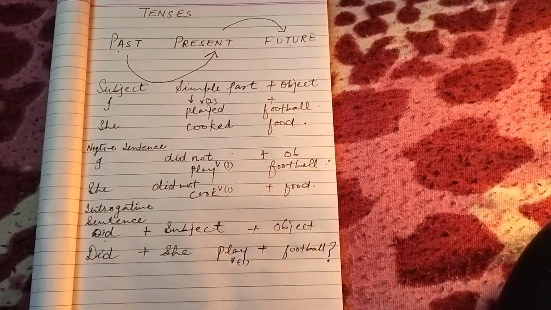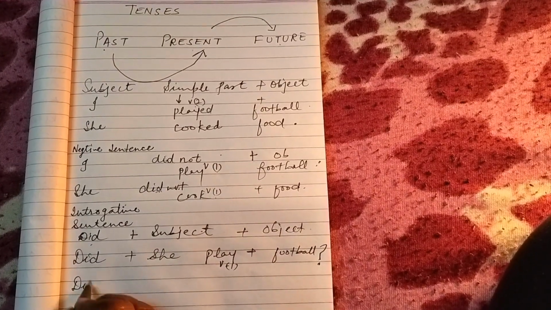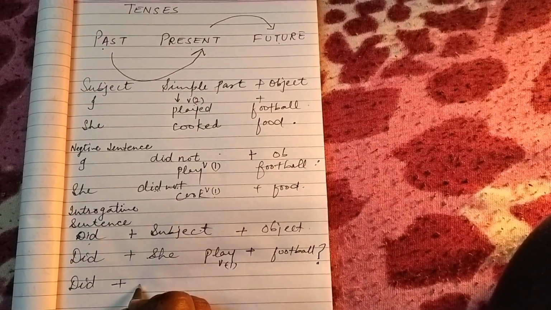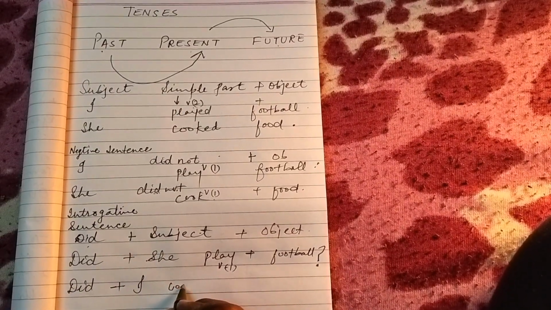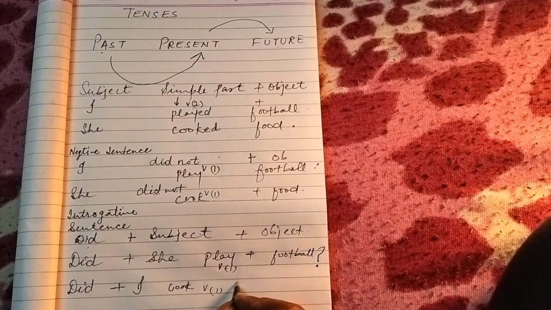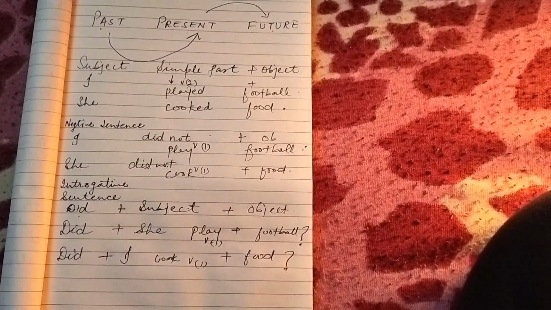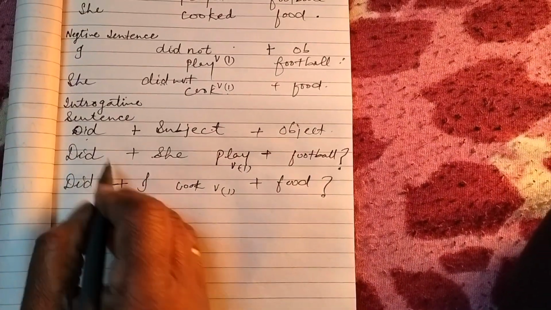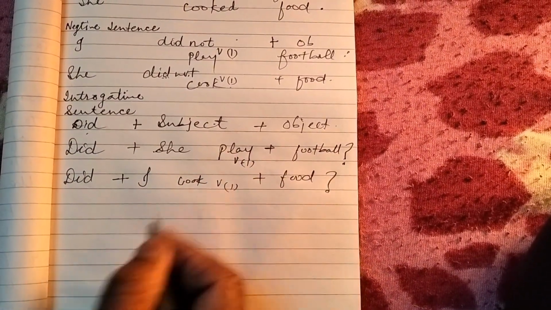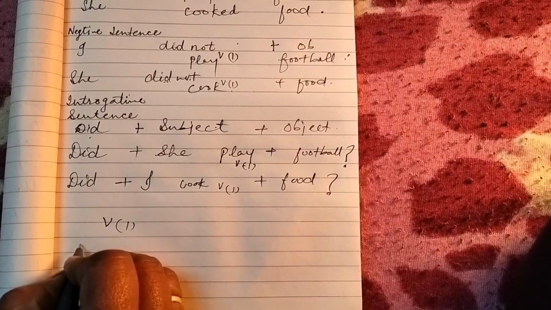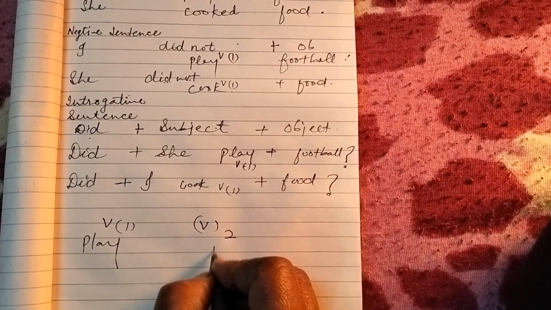After that, the interrogative mark. Next, one more sentence I am going to give you. Did plus I cook, verb first form, food. Did I cook food? Interrogative mark. So when we have to make interrogative sentences, we always have to put the first verb form, like play, not the verb second form played.